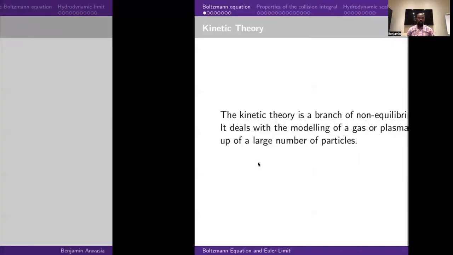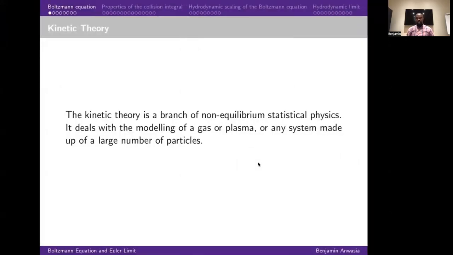The kinetic theory is a branch of non-equilibrium statistical physics. It deals with the modeling of a gas or plasma or any system that is composed of a very large number of particles. In this talk, the interest is on the kinetic theory of gases.